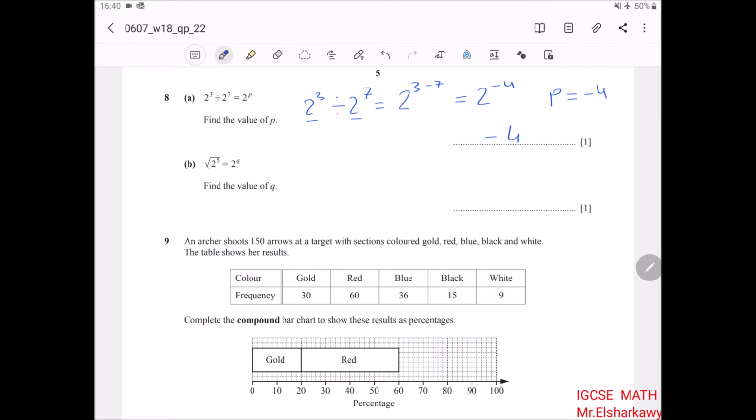Part B, the square root of 2 to the power of 5 is equal to 2 to the power of q. Find the value of q. So the square root of 2 to the power of 5 is equivalent to 2 to the power of 5, all to the power of a half, as the square root is similar to the power of a half. So we multiply the 5 by the half. It's equal to 2 to the power of 5 over 2. So q is equal to 5 over 2.